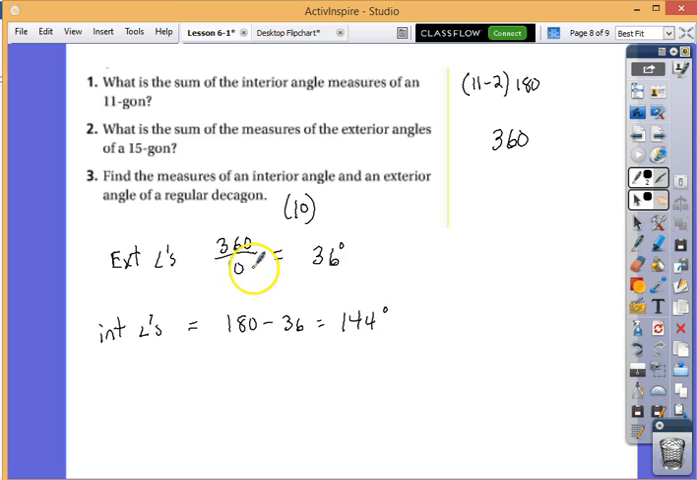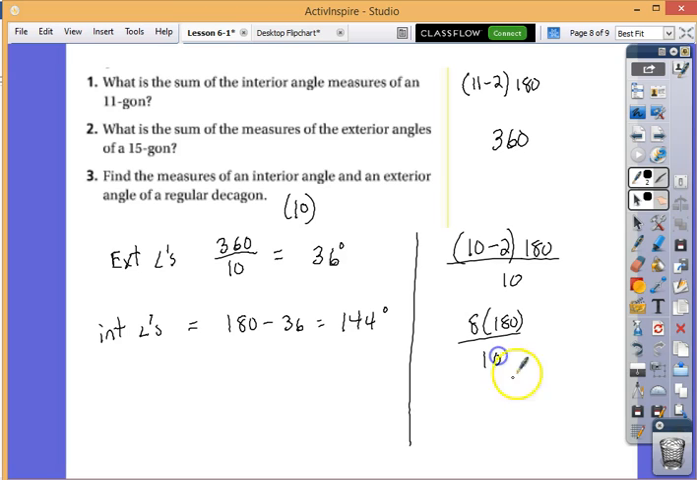Did anybody do anything different? What'd you do? For the interior angles, I just put 10 minus 2 times 180 over 10. So you did the formula to find the interior angle. So that was 8 times 180 divided by 10, and that still should have given you 144, right? And then what'd you do? For the exterior angles, I knew that the sum is 360, and I just divided it by 10. So for exterior, you used the same formula I did. 360 divided by 10 equals 36.